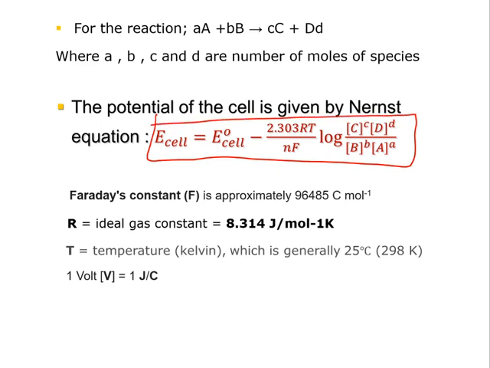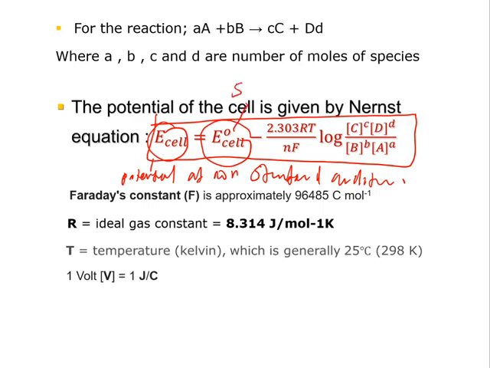Now in the Nernst equation you have some parameters that need to be defined. For example, you have E cell, meaning the potential at non-standard conditions, right? Sorry, my writing is very bad. Then this is the standard cell potential, more or less like the one that we were discussing in our previous lectures.